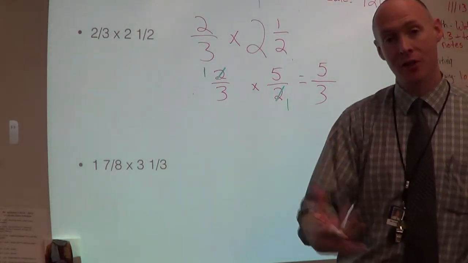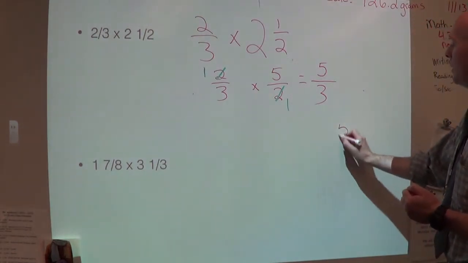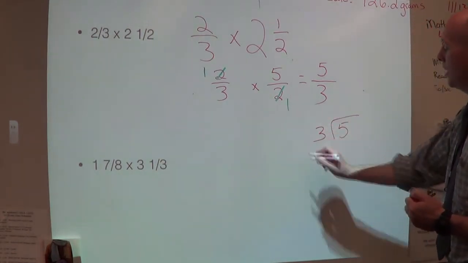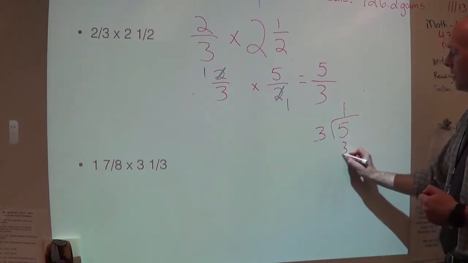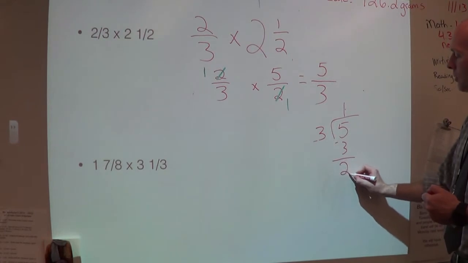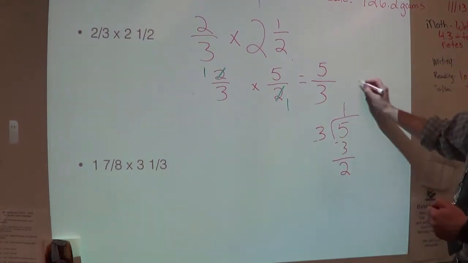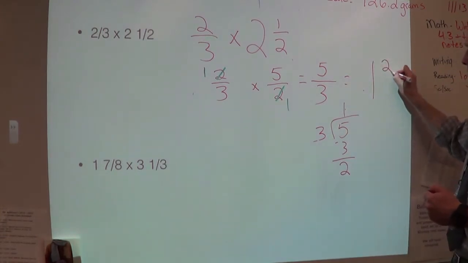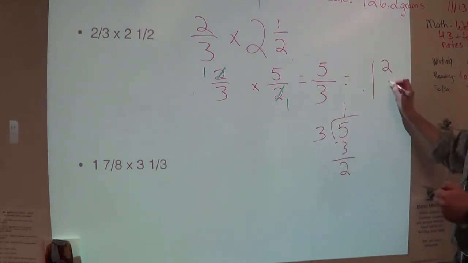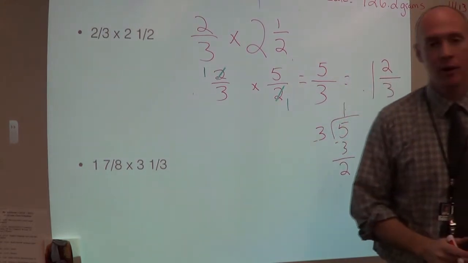What we have to do is change it into a mixed number. To do that, I put 5 inside the house, 3 outside. 3 goes into 5 one time. 1 times 3 is 3. Subtract, we are left with 2. So my remainder is 2. So my answer is going to be 1. My remainder of 2, denominator is going to be what we're dividing by, thirds. So my answer is 1 2/3.